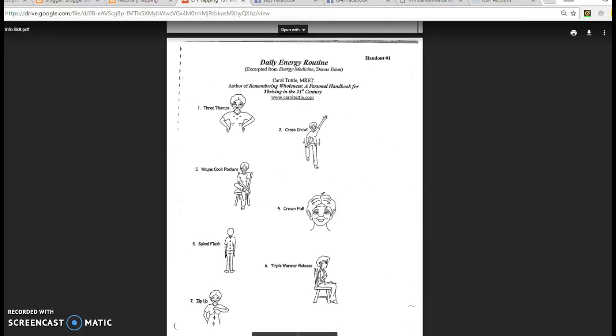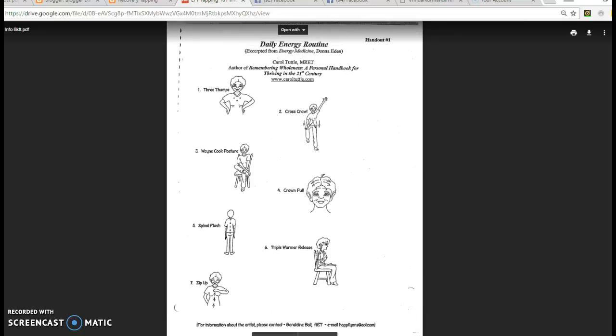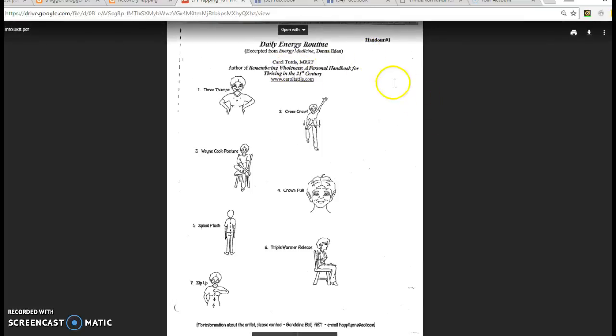Now, I do love Donna Eden and her energy medicine, and this is her famous 5-minute daily energy routine. I was looking for a handout with all the energy moves that she recommends to do daily on one sheet of paper. And this one, where did we get this one from? Can't really read it. Oh, Carol Tuttle. Yeah, so Carol Tuttle wrote some really good books. Remembering Wholeness was a good book, and I really love her energy types. I think it's called It's Just My Nature, and she talks about how people have different personality or energy types.